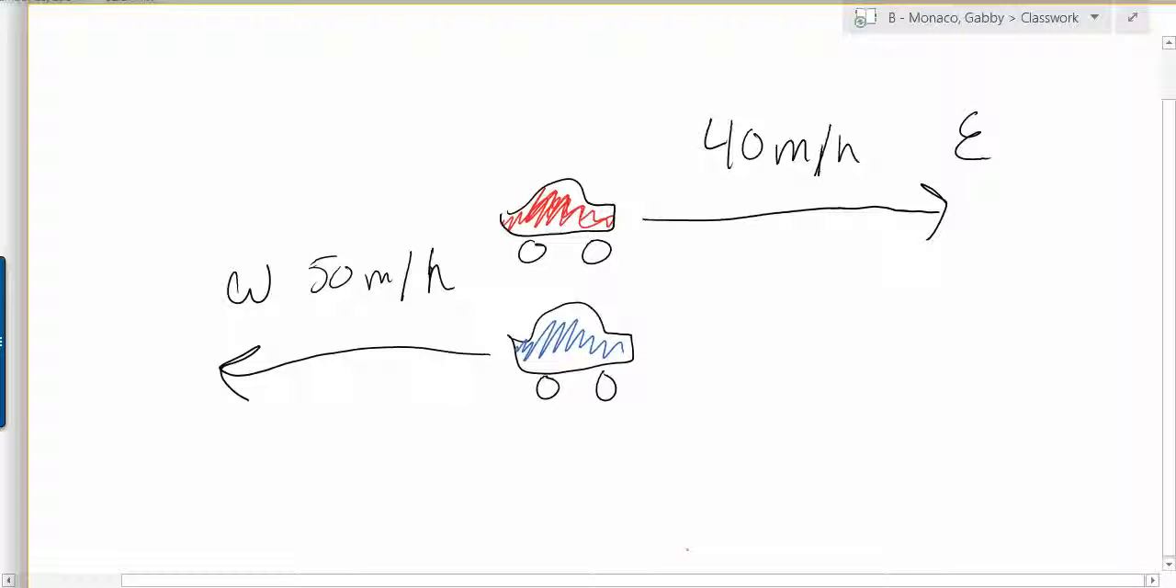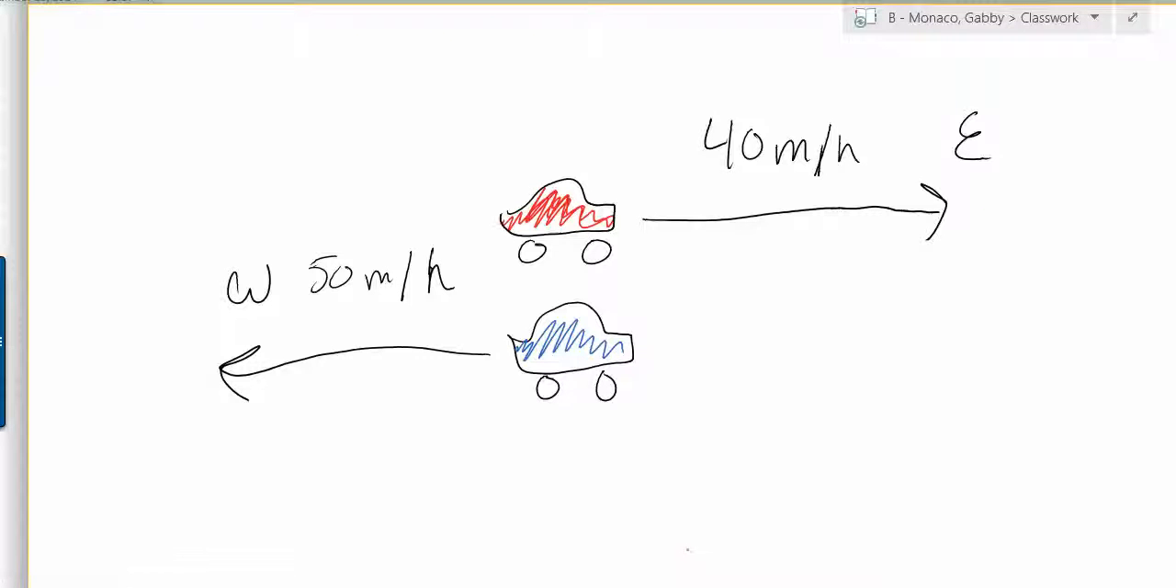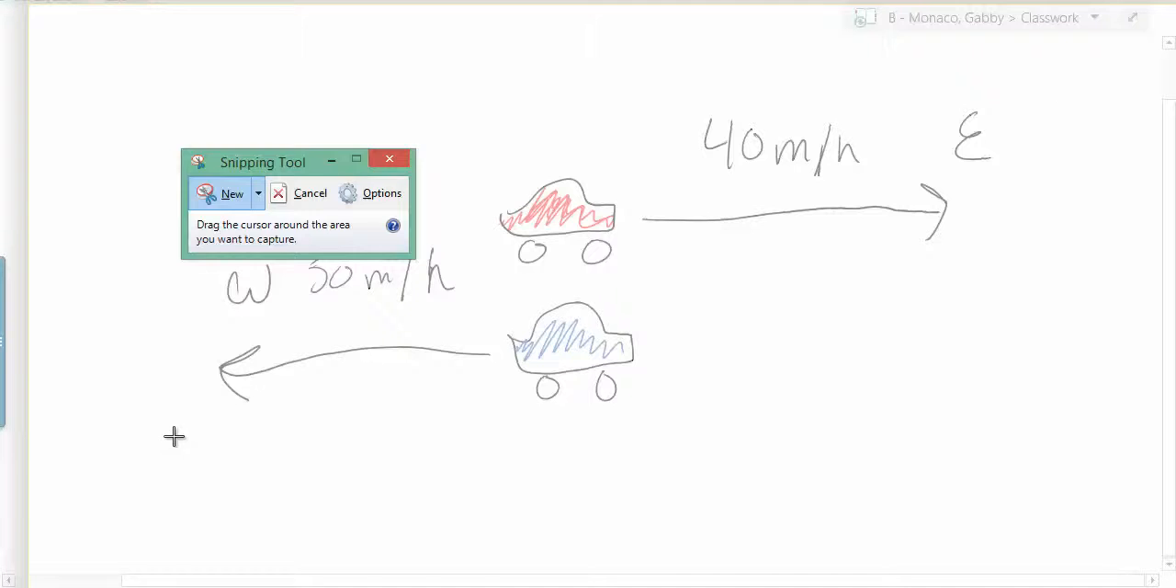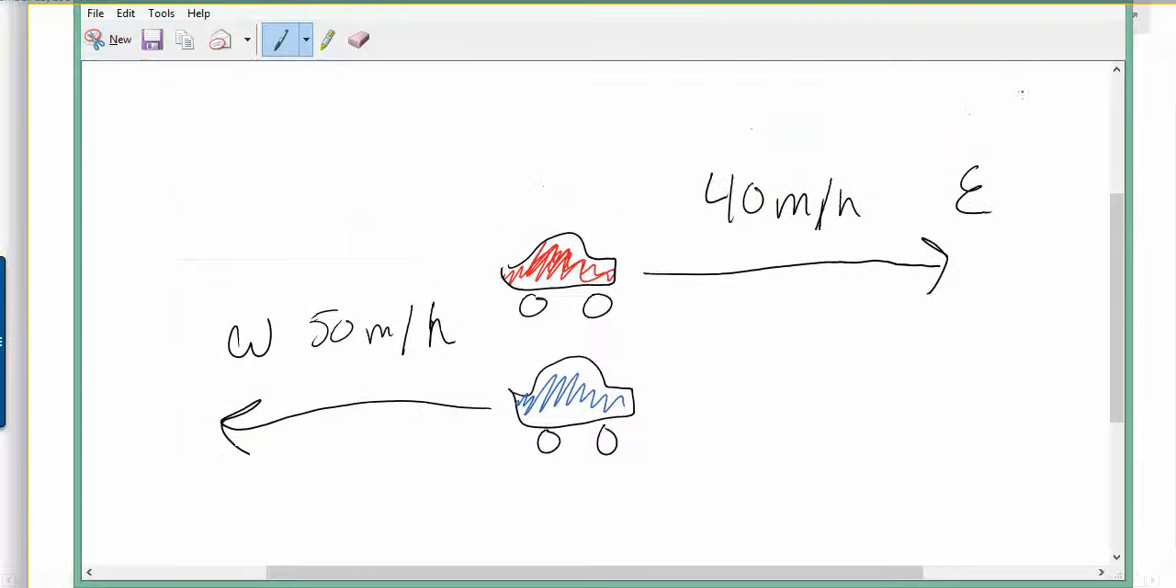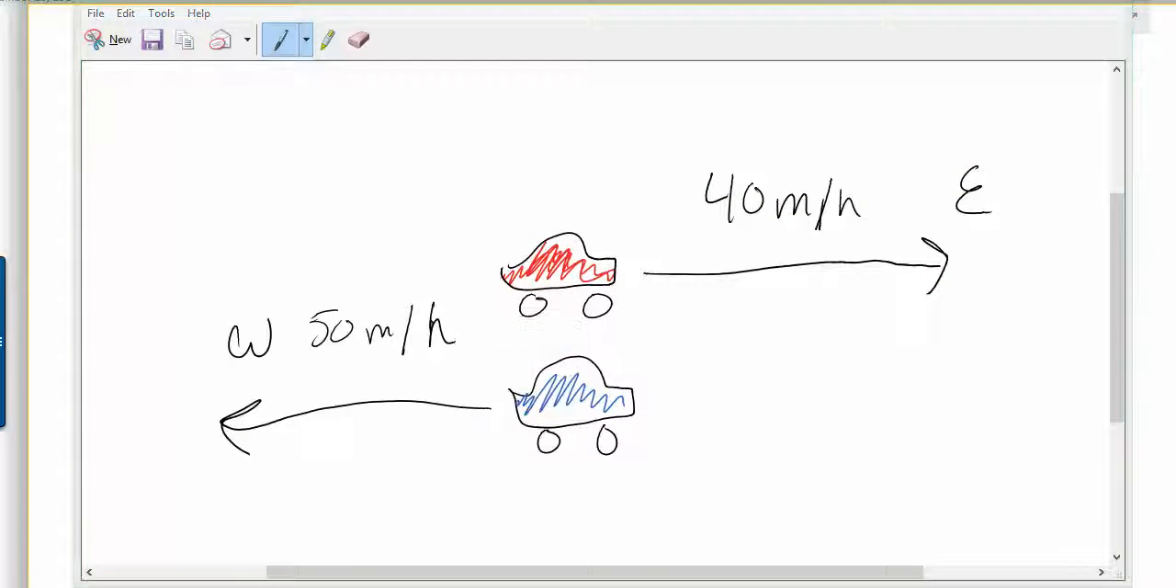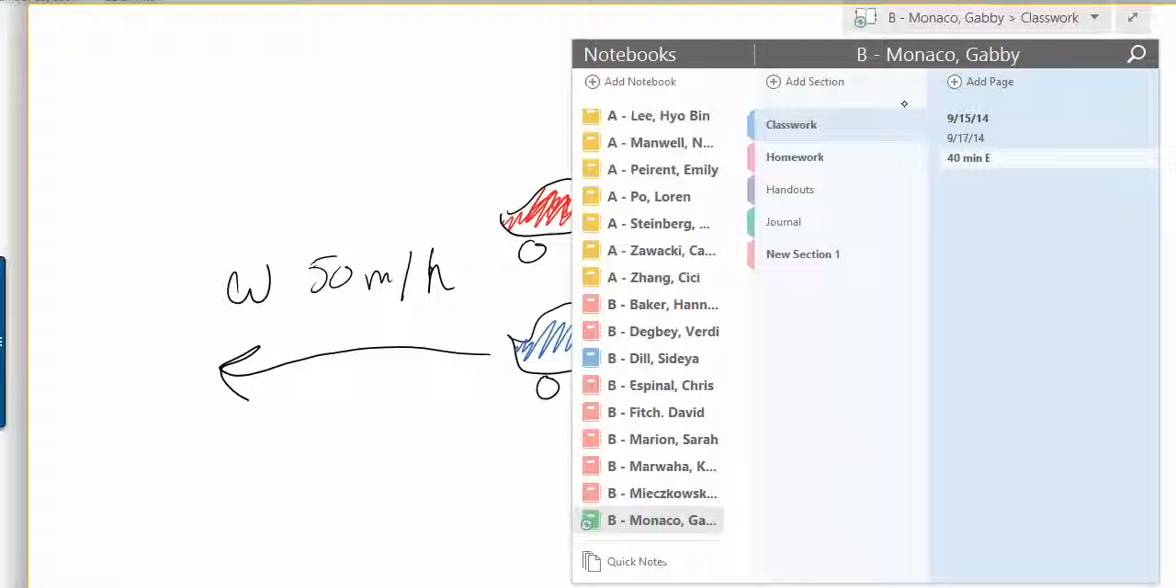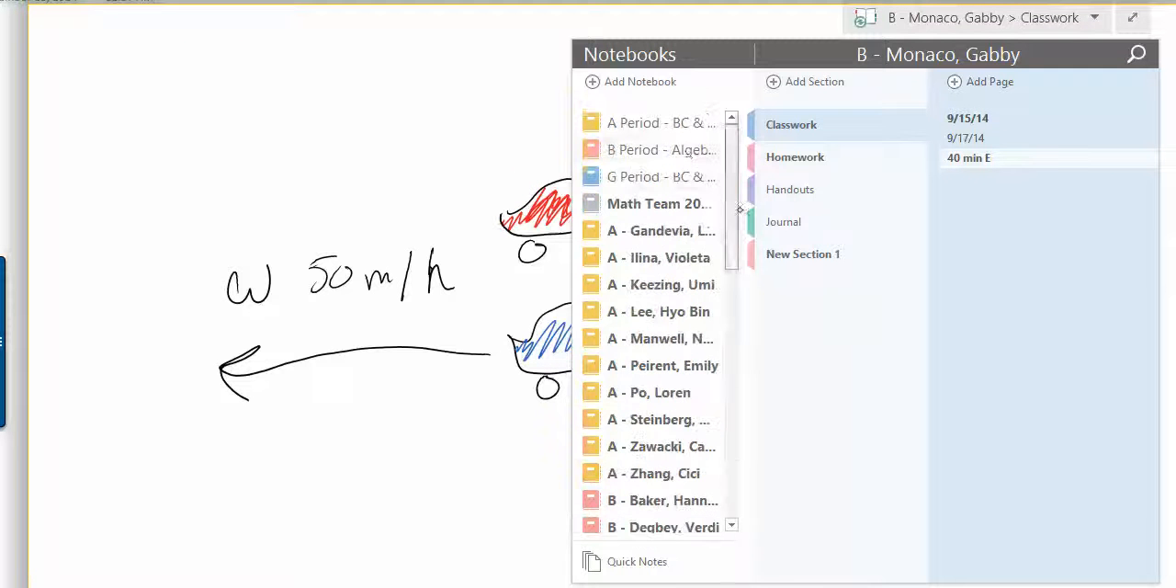Fantastic. So you have a picture of what's going on. Now, do you understand what it's asking? What's the question asking? When are they going to be 300 miles apart? Excellent. So we need to write an equation for the distance they are apart.